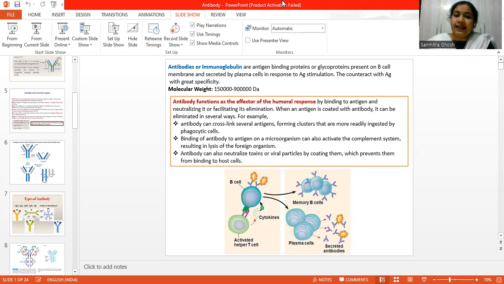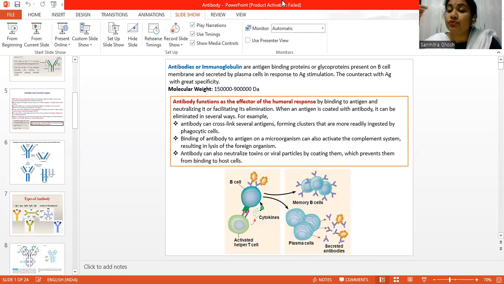Now, these antibodies can function as the effector of the humoral response by binding to the antigen and neutralizing it or facilitating its elimination from our body. So, as you can understand from this sentence, when the antibody is interacting with the antigen, there can be different modes of action, different modes of immune response.